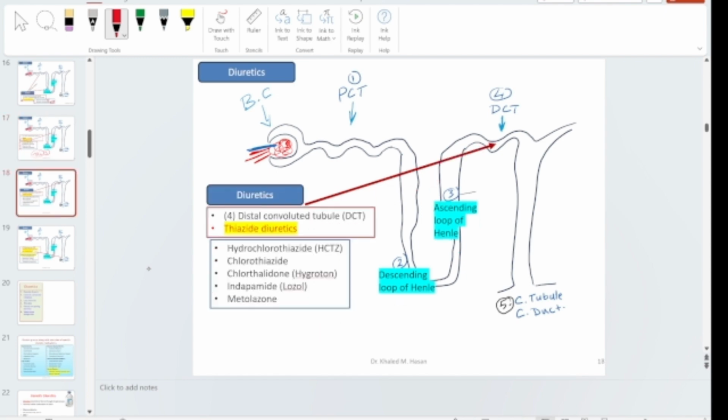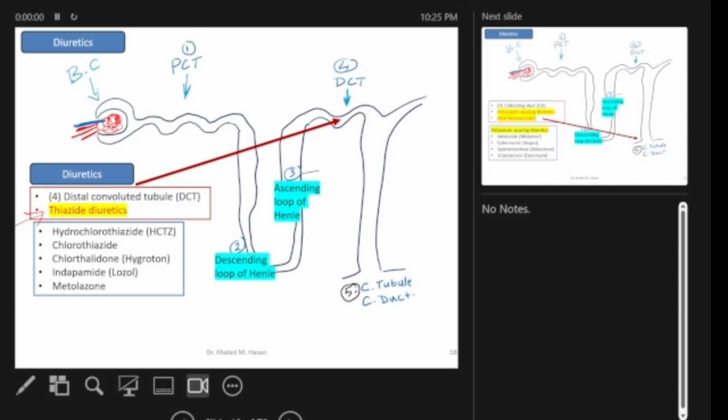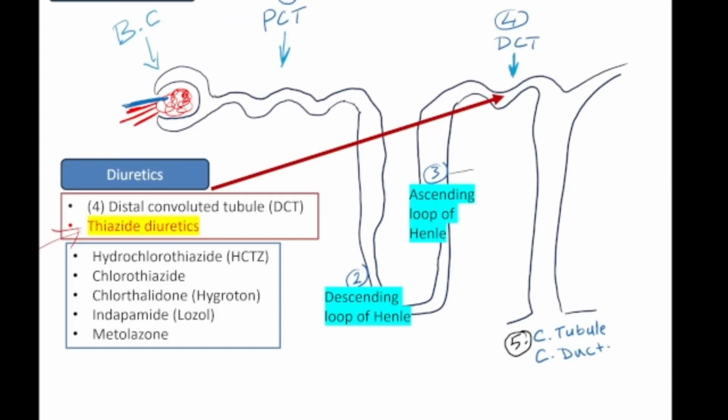Okay, group number 4. We are talking about the distal convoluted tubule. We have a group of medication called thiazide. The site of action is the distal convoluted tubule, as you can see here. Examples: we have chlorothiazide, then hydrochlorothiazide, chlorthalidone, and metolazone. So we have several medications belonging to the thiazide. I will repeat: thiazide is a group of medication that works on the distal convoluted tubule.